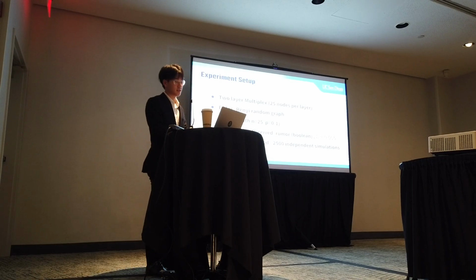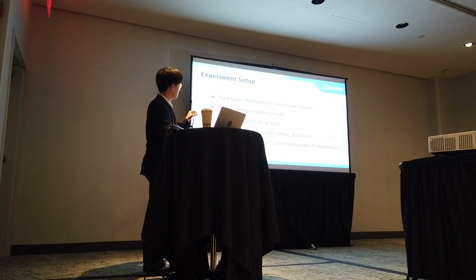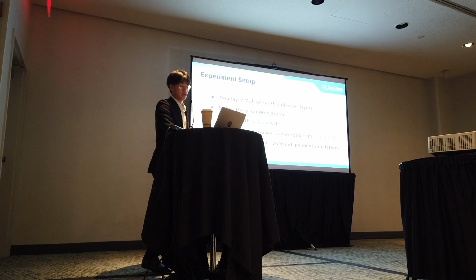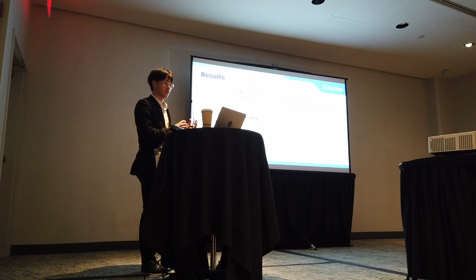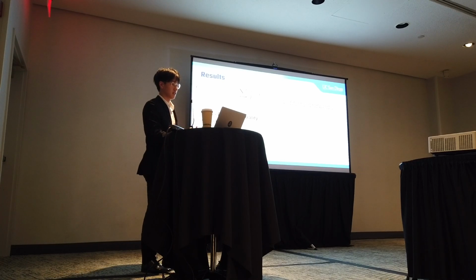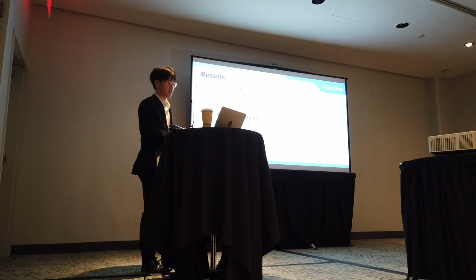And to reduce randomness, we seeded each node individually and ran the simulation 100 times per seed, resulting in 2,500 independent runs. The results are shown here. Traditionally, node influence is measured using degree centrality, which typically means the number of outgoing edges within a single layer.